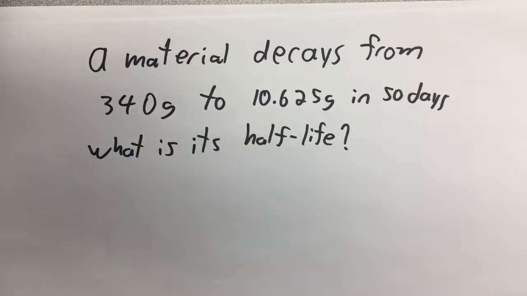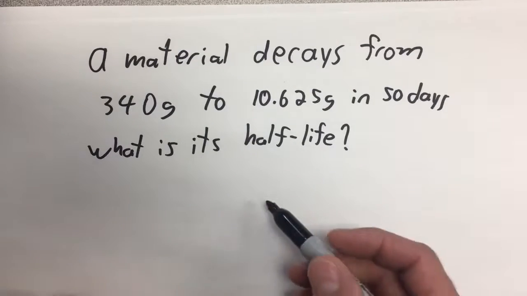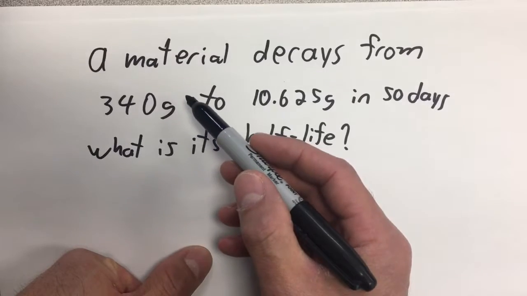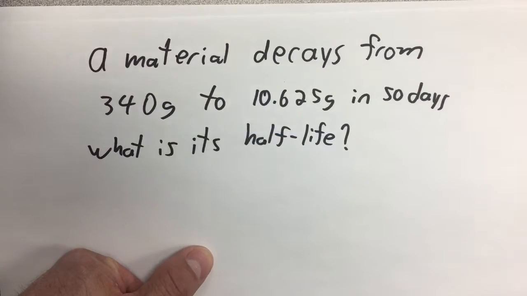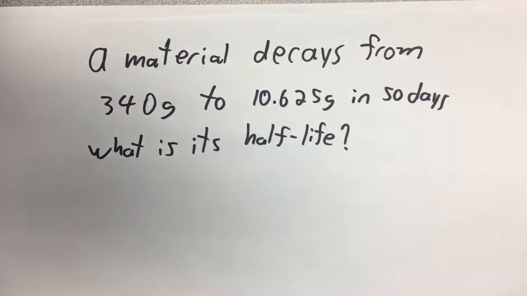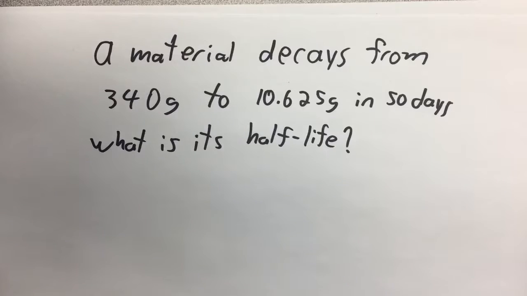Okay. So we're solving a problem here where material decays, so this would be a radioactive material, and it decays from 340 grams to 10.625 grams in 50 days. What is the half-life? Now the assumption here is that you've not yet learned how to use logs to solve this, so I'm going to solve this the long way. In Ontario, Canada, that's a grade 11 problem.